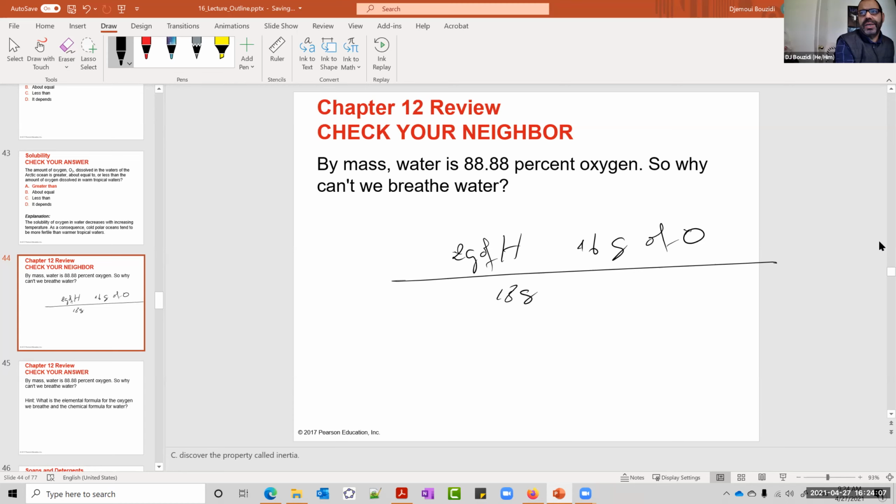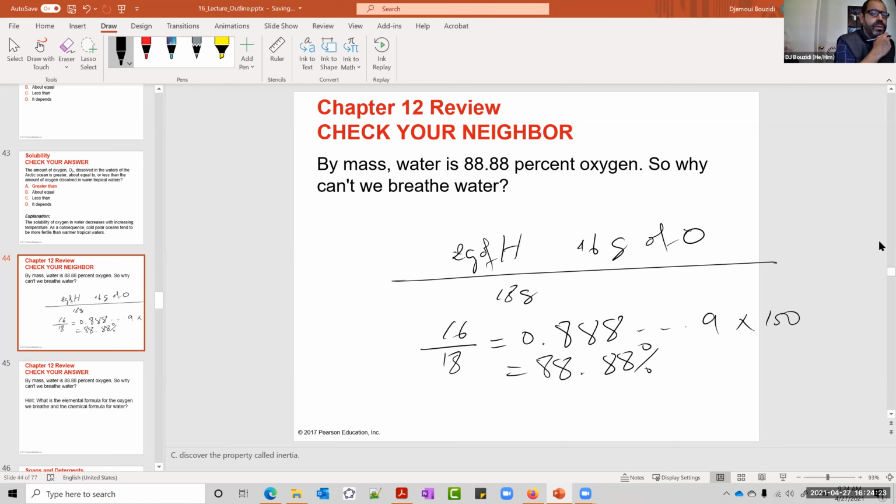So what you do in this case is you take 16 and divide it by 18, and it's going to be 0.888, repeating. At some point it's going to be rounded to 9. So it's 88.8% when you multiply this by 100. Okay, so you ask yourself, water is mainly oxygen. Why can't we breathe it? That is because it's a different chemical structure. The oxygen we breathe is actually O2, not H2O.